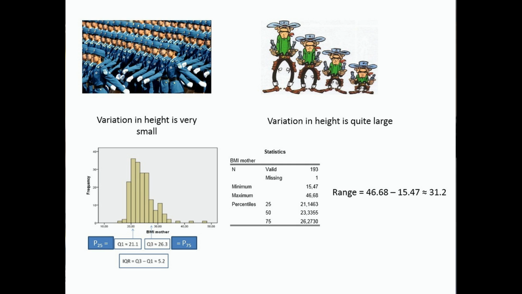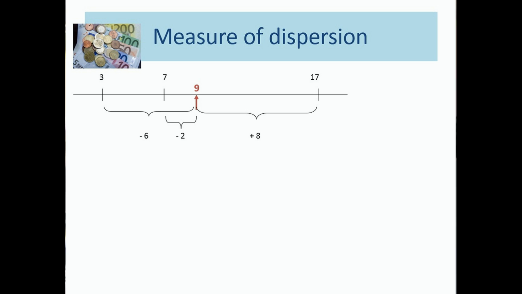Now we would like to have a measure of variation based on all observations. Say we have a family with 3 children. All 3 of them get pocket money every week. The youngest gets 3 euros, the oldest gets 17 euros, and the third child gets 7 euros per week. We are interested in a measure of variation. The range is 17 minus 3 equals 14 euros. As you can see, the range depends only on the minimum and the maximum. It does not matter what the third child gets.